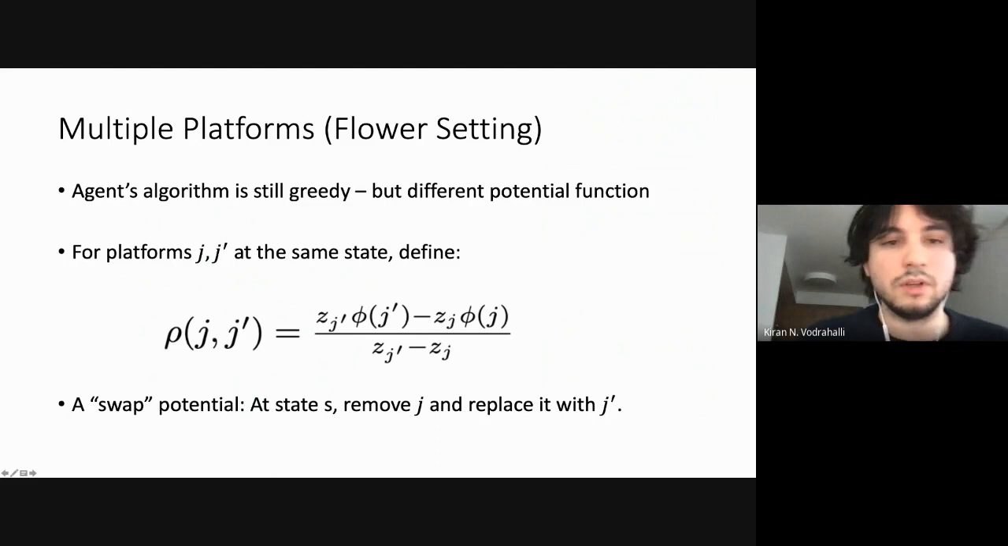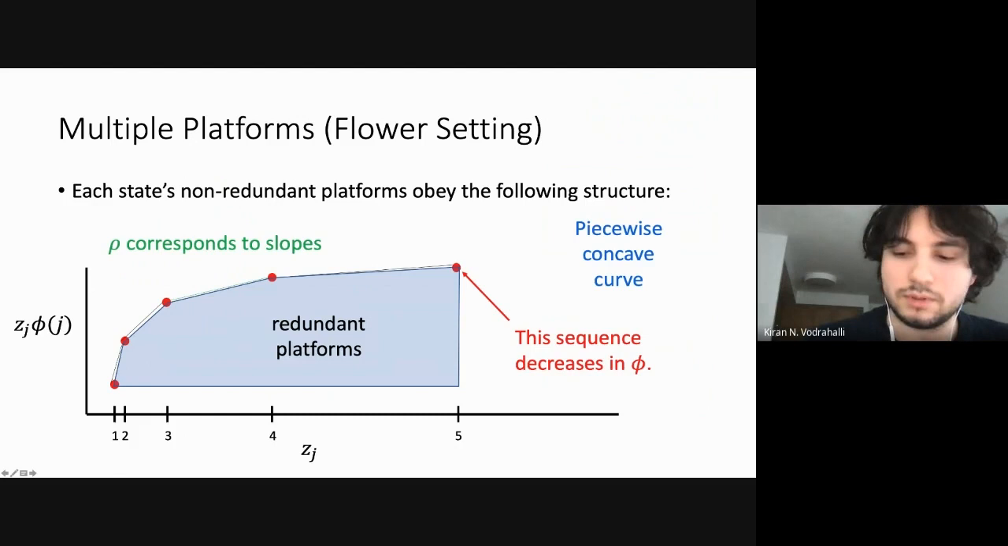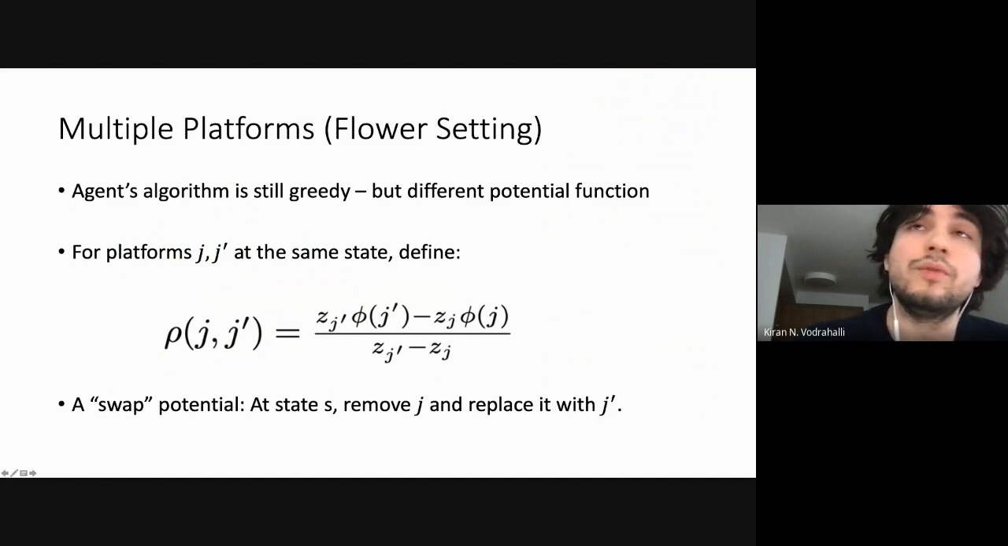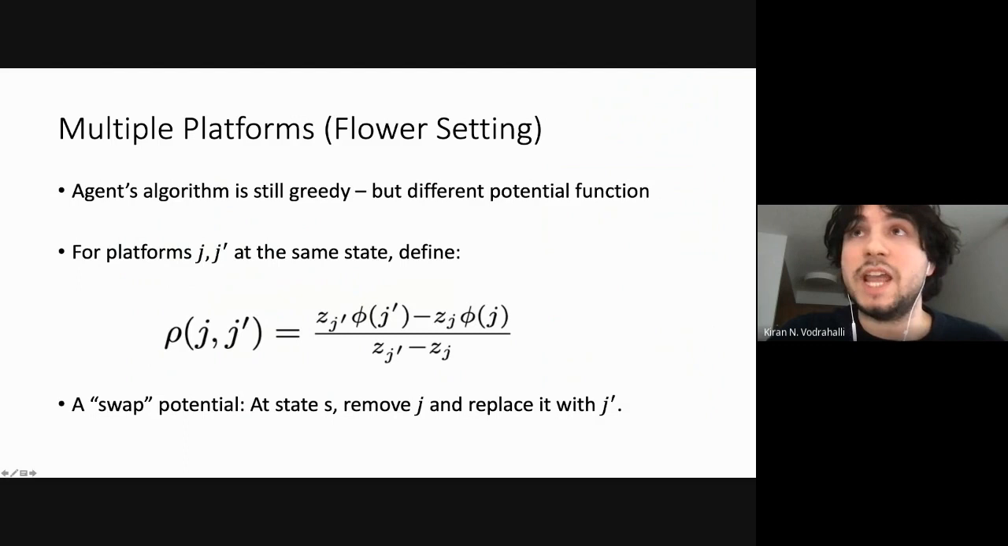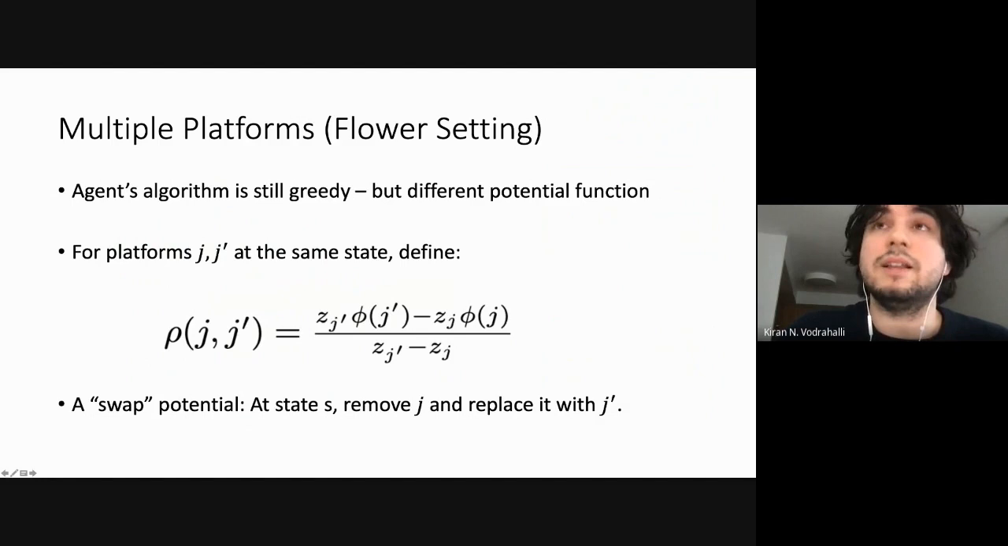One way you can think of this is as a swap potential. Essentially, if you look at this term in the numerator, this is exactly what you would add to the numerator of the overall objective if you were going to remove platform J at the state and replace it with J prime. And similarly, this is exactly what would happen at the denominator as well, but separately. But nevertheless, looking at this ratio, we're going to be able to use things like the median inequality and similar analysis that we did before. So this ends up being a very natural term to consider.